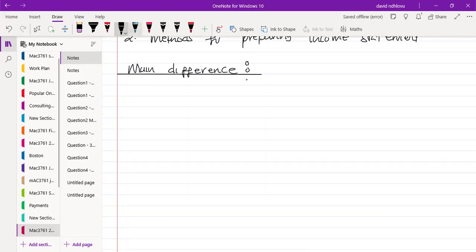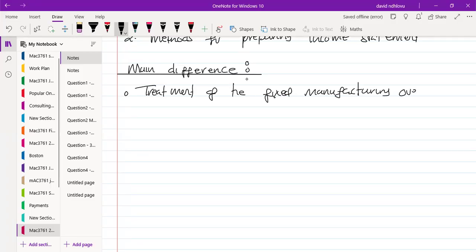So we said the crux of the matter here is basically the treatment of the fixed manufacturing overhead. It is the treatment of the fixed manufacturing overheads. So there is a difference in the way in which we treat this.